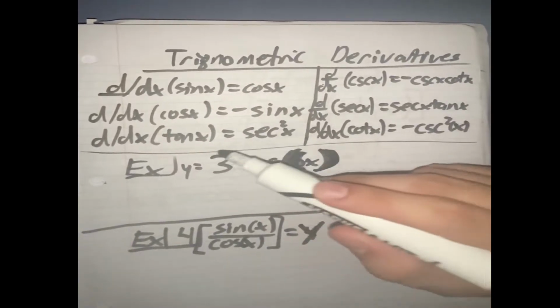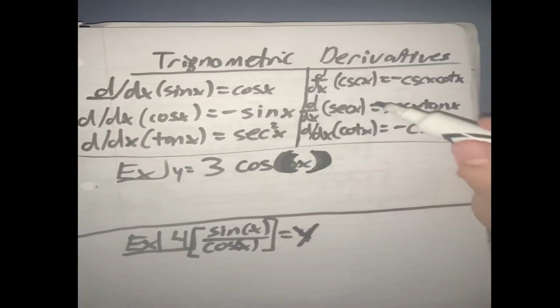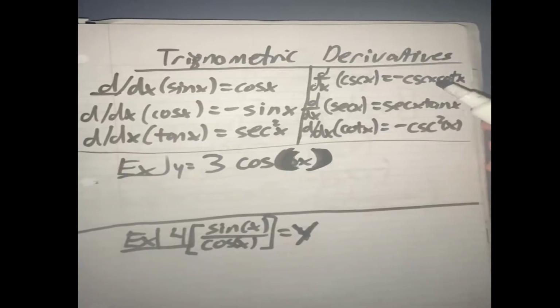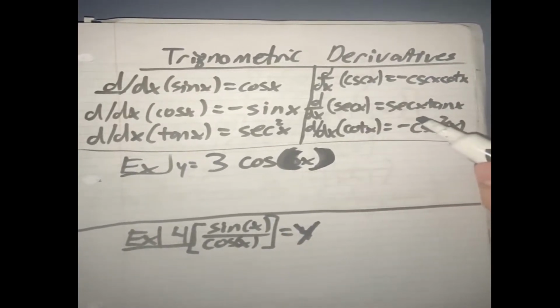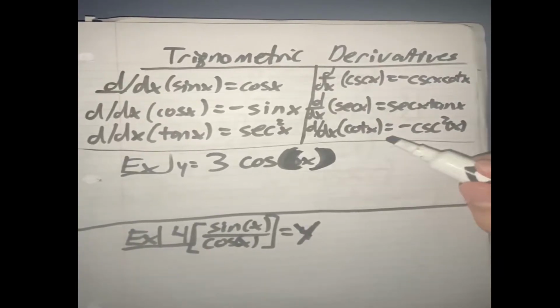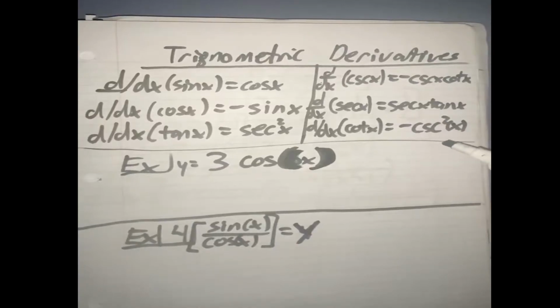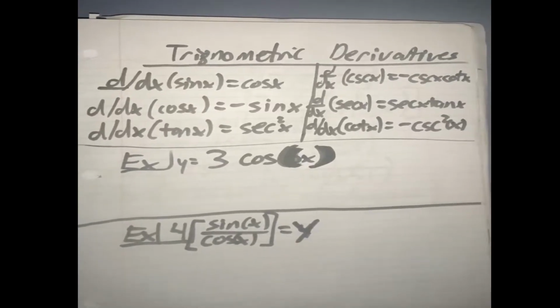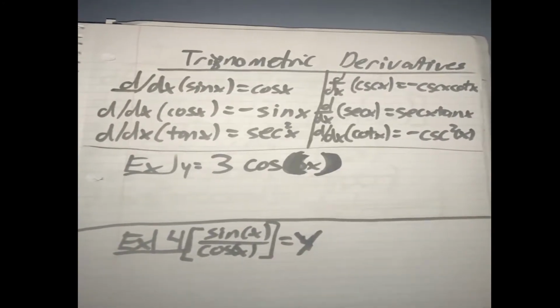The derivative of tangent of x is secant squared x. The derivative of cosecant x would be negative cosecant times cotangent. The derivative of secant x is secant x times tangent x, and the derivative of cotangent x is negative cosecant squared x. So get used to these because they come up a lot in conjunction with other derivatives.